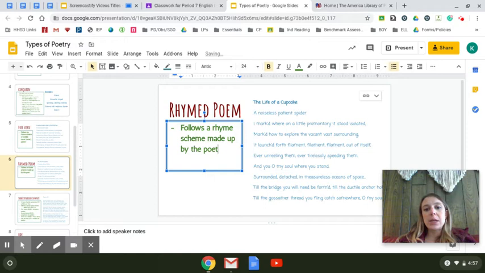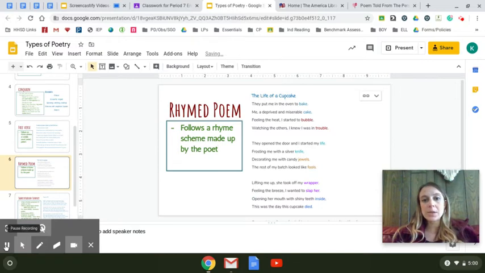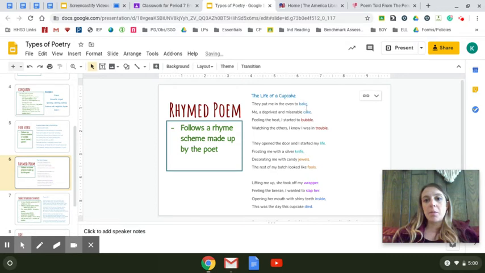This one is... didn't copyright, hold on. Okay, so The Life of a Cupcake, and the author made up their own rhyme scheme. And so you can see that they did like A, B, C, D, E, F. And so you could make up your own rhyme scheme and write a rhymed poem.